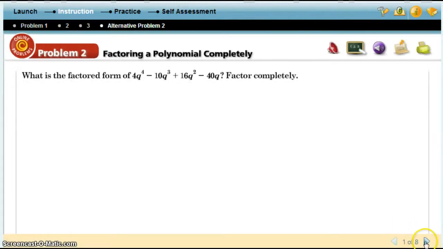In this problem, you will factor a polynomial completely. What is the factored form of 4 times q to the 4th power minus 10 times q to the 3rd power plus 16 times q squared minus 40 times q? Factor completely.